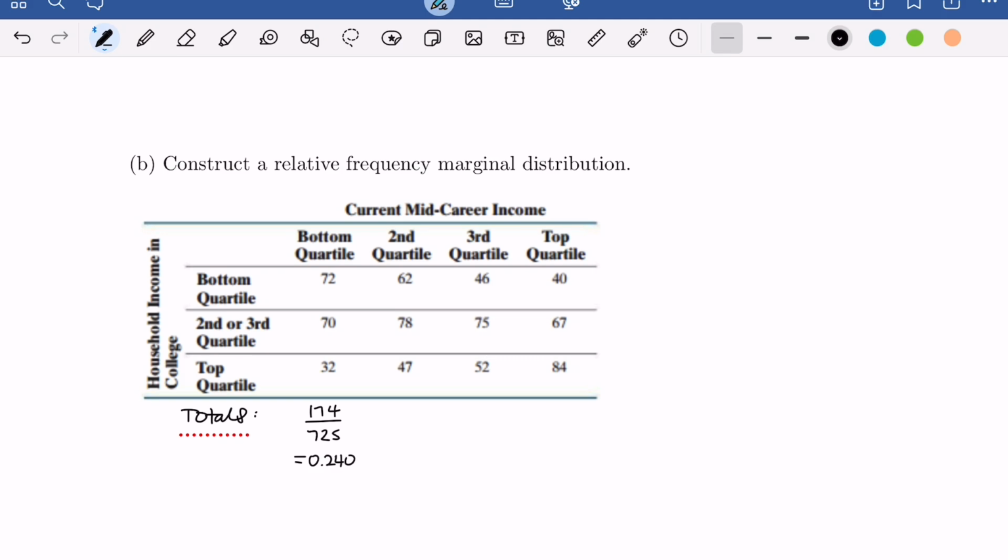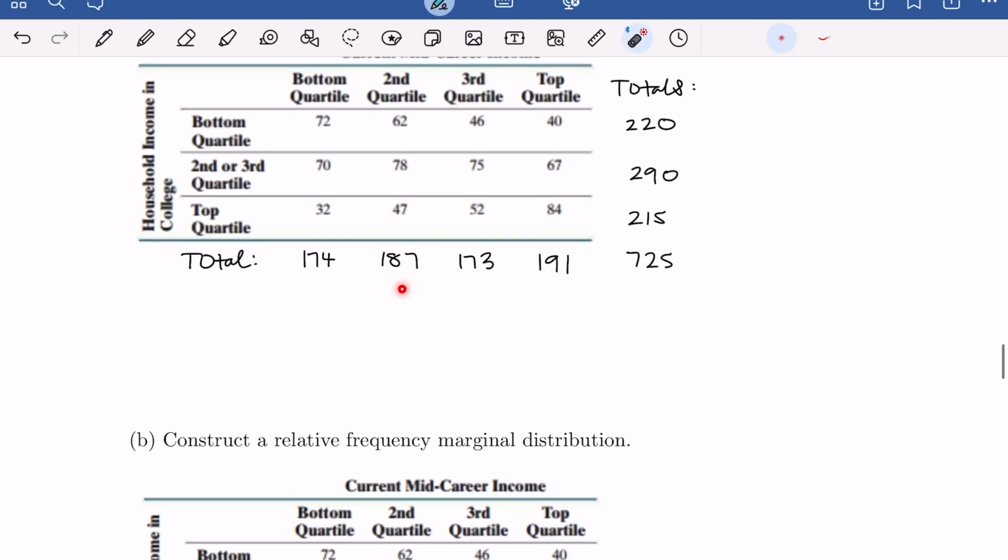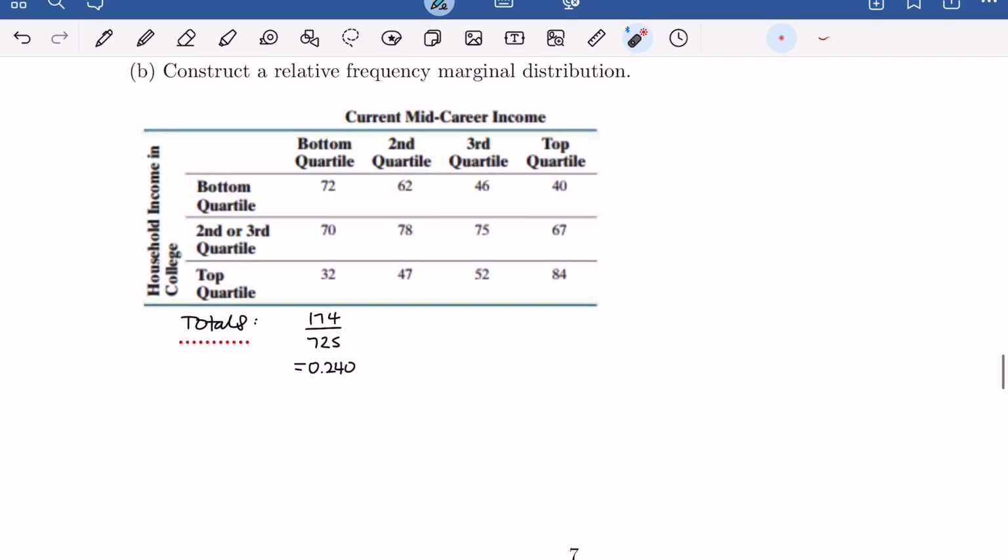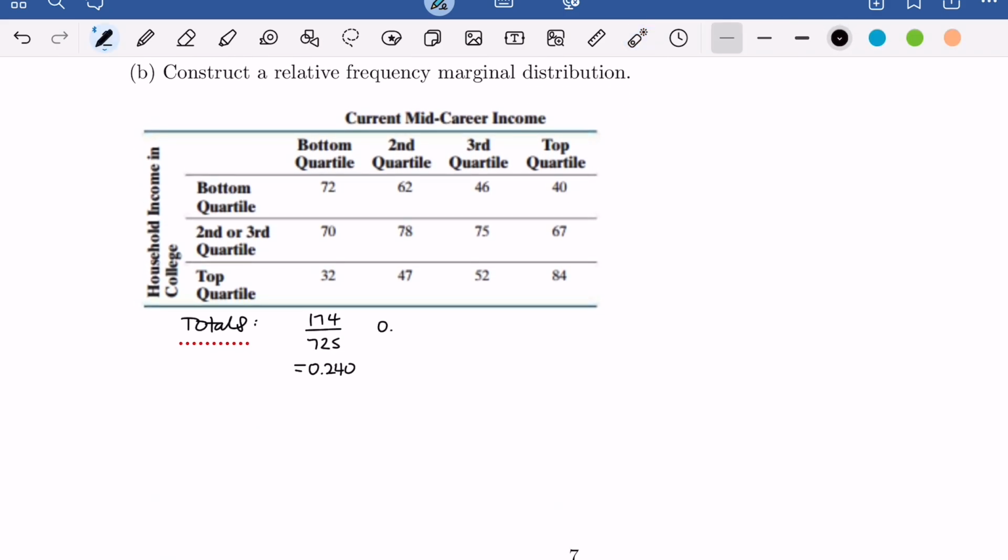We're going to repeat this process for all of these columns here. We're going to take the total for this, 187, and divide it by the 725. This will give us 0.258. For the next column, we're going to get 0.239, and for the last, 0.2634. We're going to do the same thing for all of our rows here.